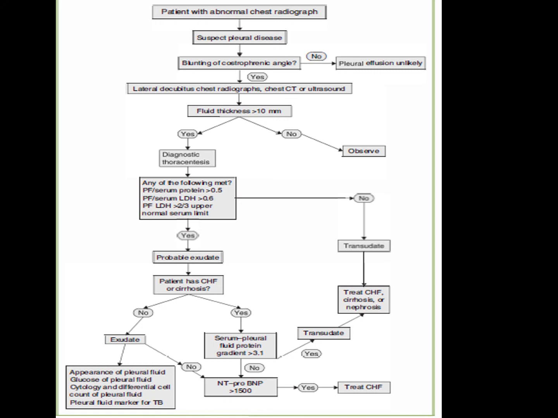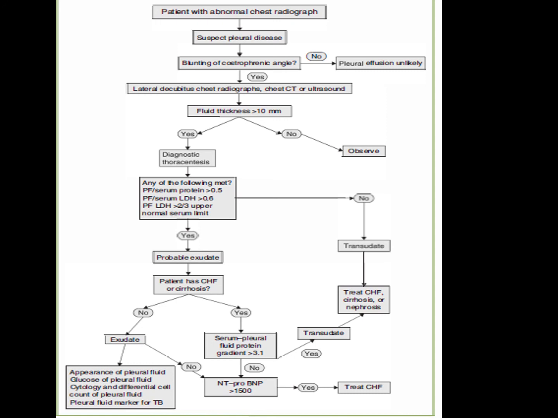Prior to that, if the probable exudate is there, then check if the patient's history suggests congestive cardiac failure or cirrhosis. If that is so, then apply the serum to pleural fluid protein gradient. If that is more than 3.1, then it will be called exudative. If that is not more than 3.1, then again we should consider it a transudative pleural effusion.